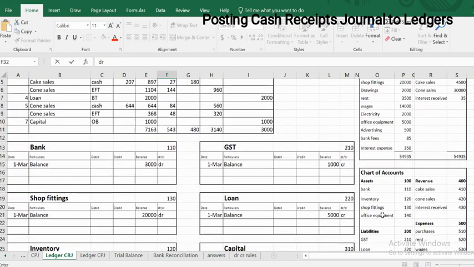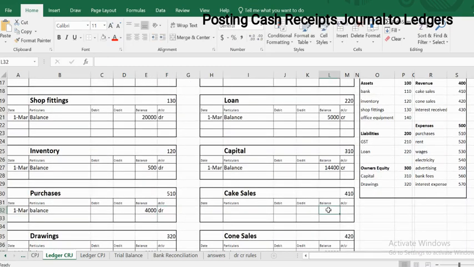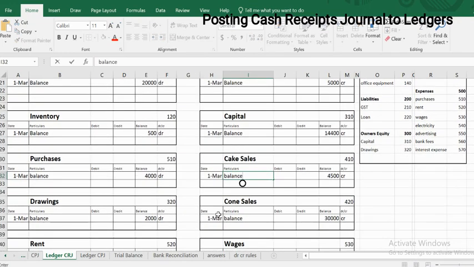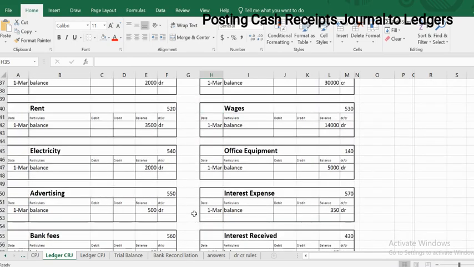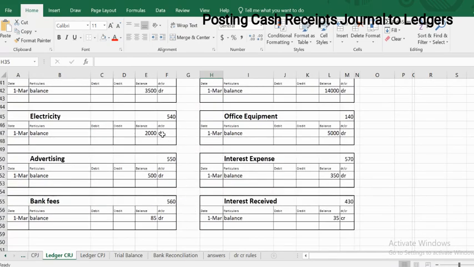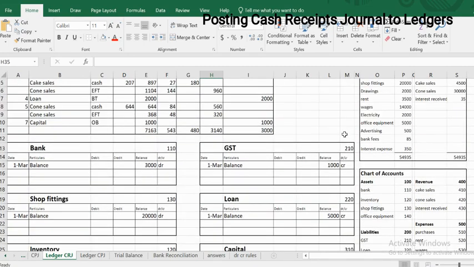And we're looking for cake sales. Cake sales are 4,500. It's a revenue, so it's on the right-hand side, the credit side of the trial balance. 1 March, balance. And you'll see once again, I've completed the others already, so they're already in there. So all the ones on the left-hand side, I've got little DRs to show that they're debit balances, and all the ones on the right-hand side have got CRs to show that they're credit balances.